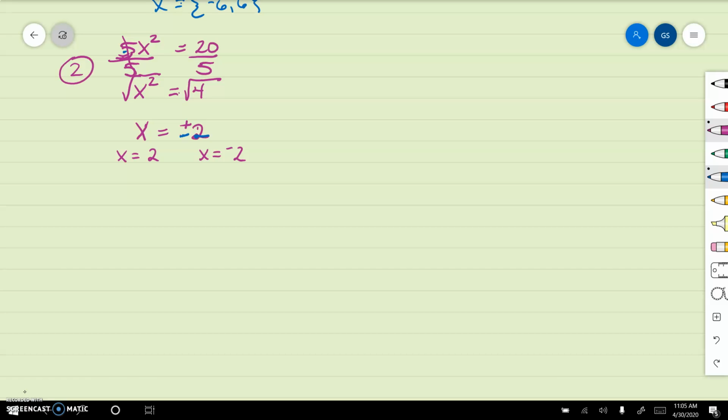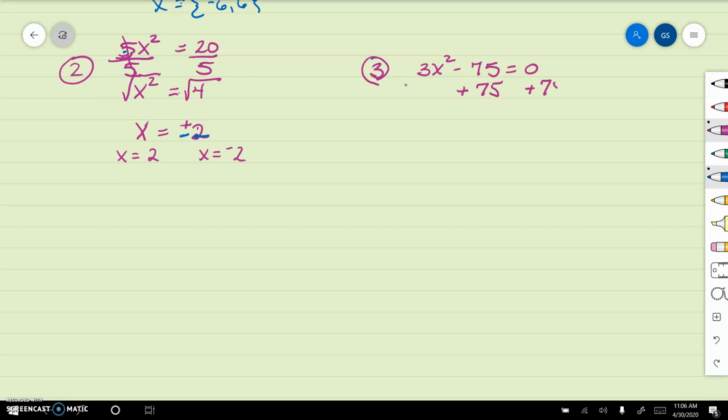All right, third one. 3x squared minus 75 equals 0. Okay, so there are two ways to do this. We could divide out a 3 on each of these, but we also can solve by getting x squared alone. So let's just do it that way.